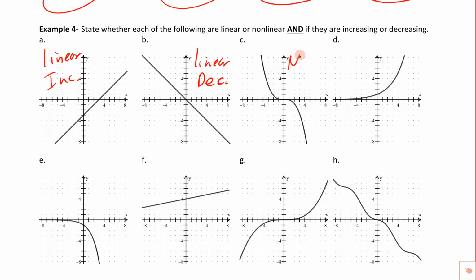This is not a line, so this is non-linear. Now that doesn't mean we can't figure out whether or not it's increasing or decreasing. So if you notice, they're going from really big numbers to really small numbers as we go from left to right. It's going down from left to right. So this would be decreasing. This one is definitely non-linear. Okay, we don't have a line right there, so non-linear. And it's going up from left to right, so that would be increasing.